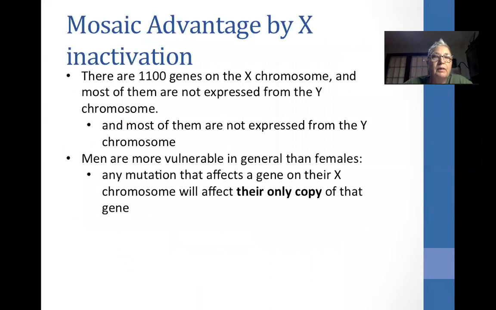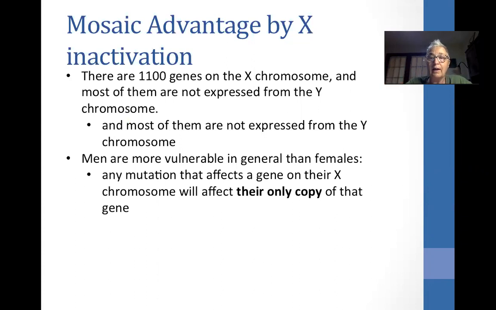And anyway, there's some advantage to that, which is kind of conflicting to the ratio issue that I'll talk about later. But there are 1,100 genes on the X chromosome, and most of them are not expressed from the Y chromosome. And so I'm a little redundant there, and I apologize. So this kind of makes men a little bit more vulnerable than females, because any mutation that affects the gene on their X chromosome would affect basically their only copy of that gene.